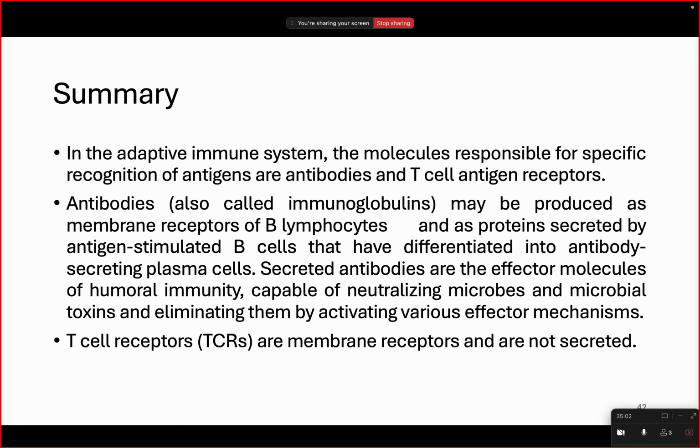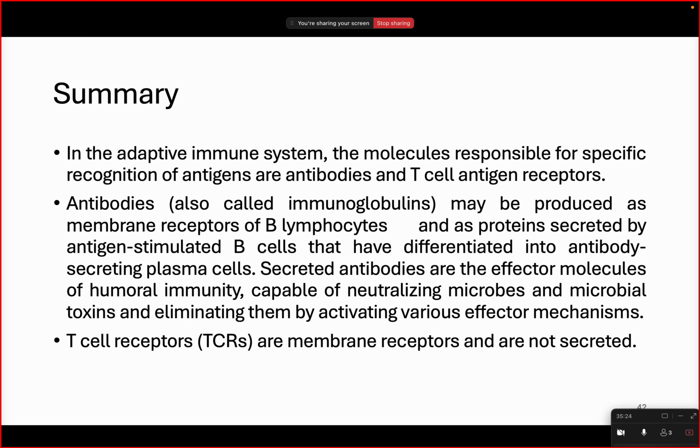In the adaptive immune system, the molecules responsible for specific recognition of antigens are antibodies and T cell antigen receptors. Antibodies, also called immunoglobulins, can be produced as membrane receptors of B lymphocytes and as proteins secreted by antigen stimulated B cells that have differentiated into antibody secreting plasma cells.